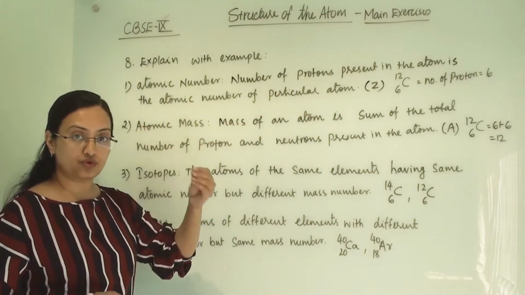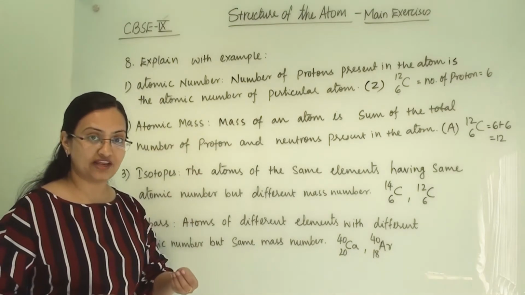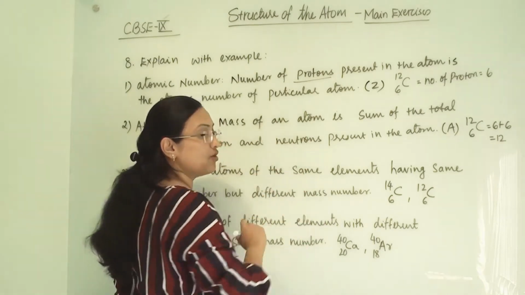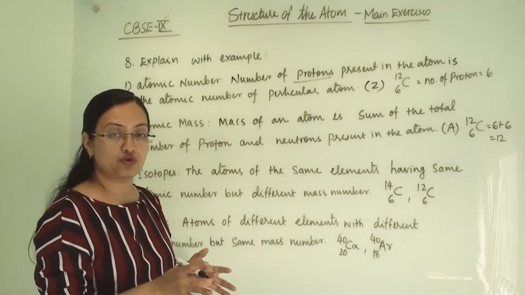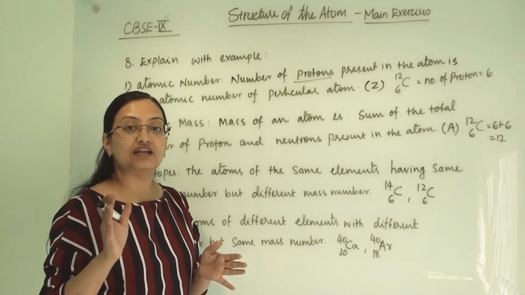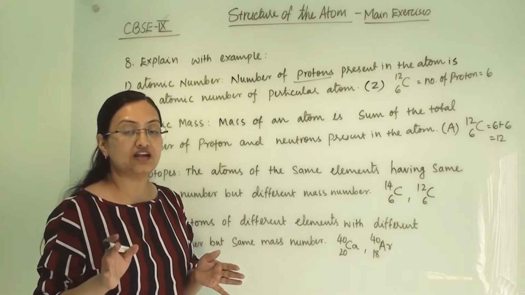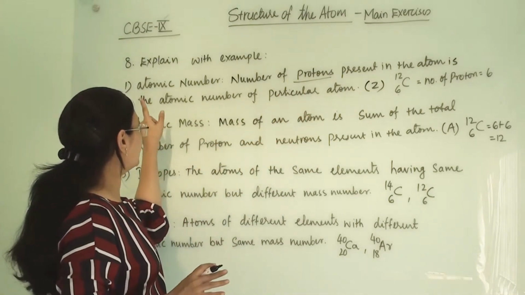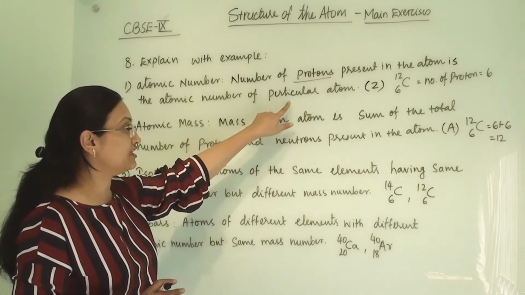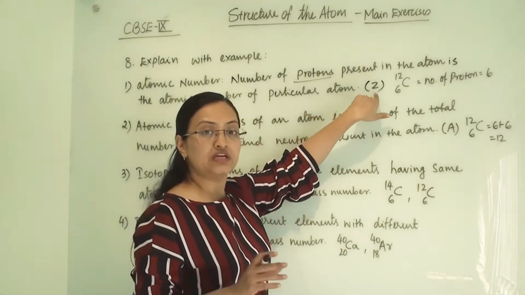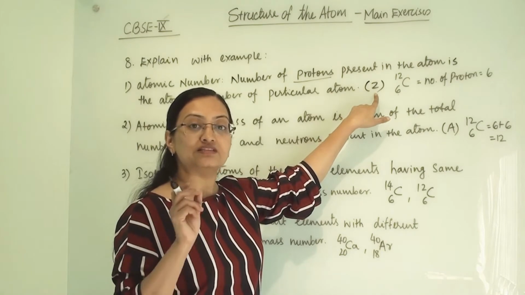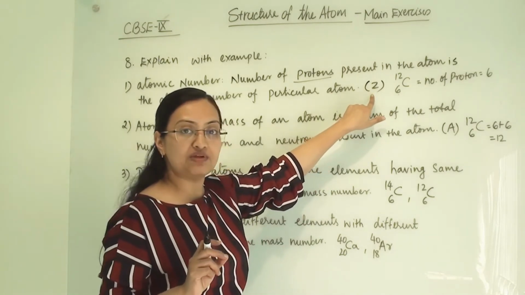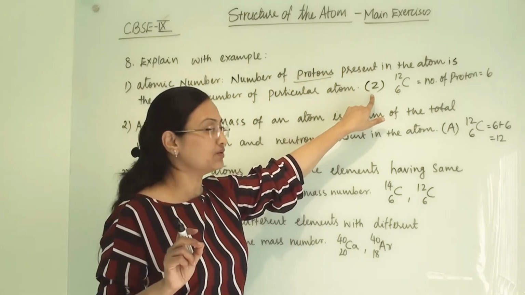Now the number of protons is equal to the number of electrons. But here we are giving the reference of protons. The number of protons will tell us what the atomic number of that particular atom is. So the number of protons present in the atom is the atomic number of that atom. And we symbolize the atomic number with capital Z. Capital Z means the atomic number of that particular atom.